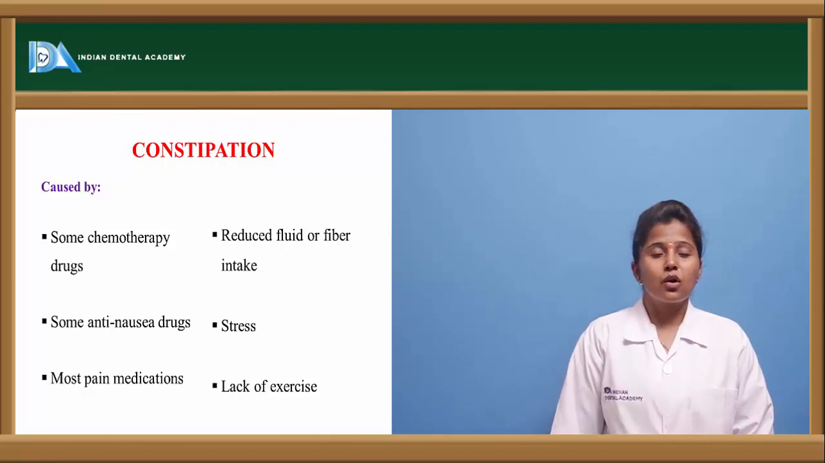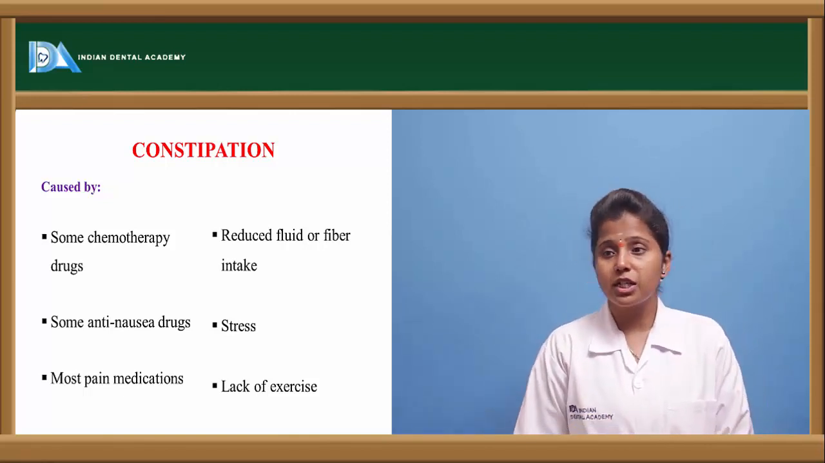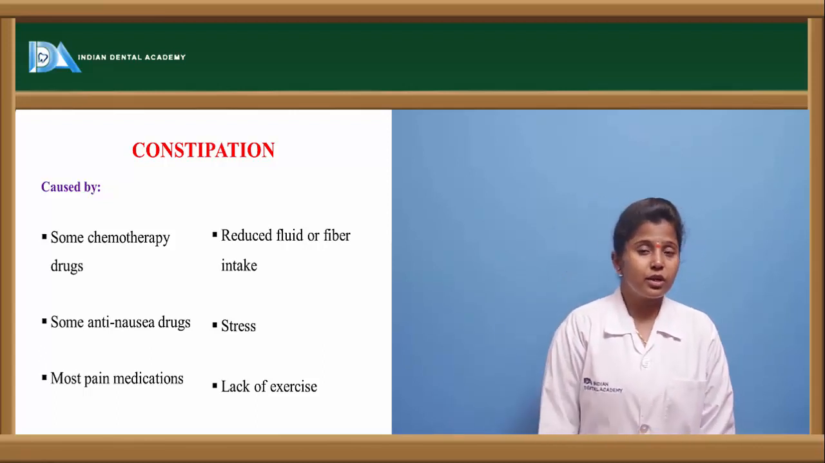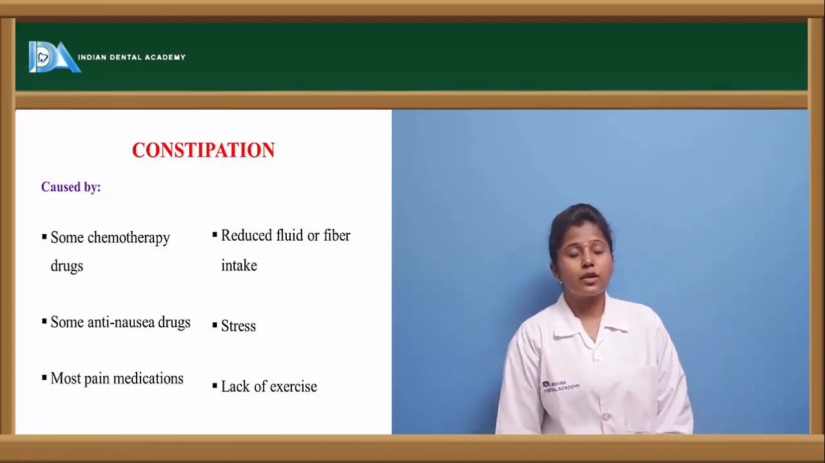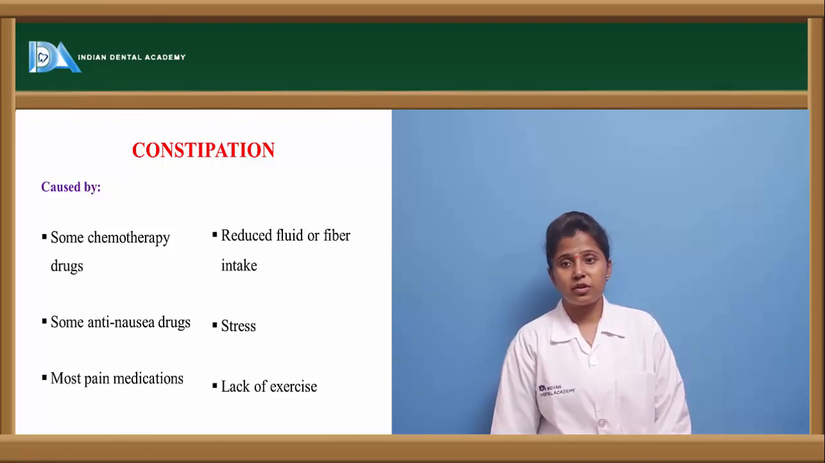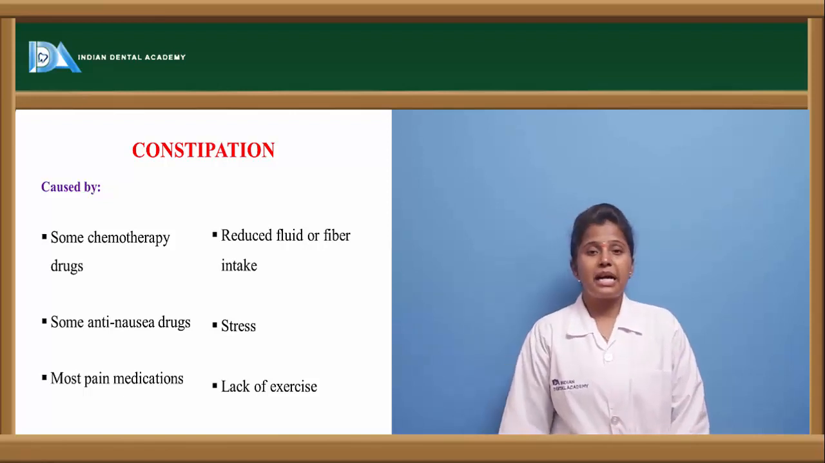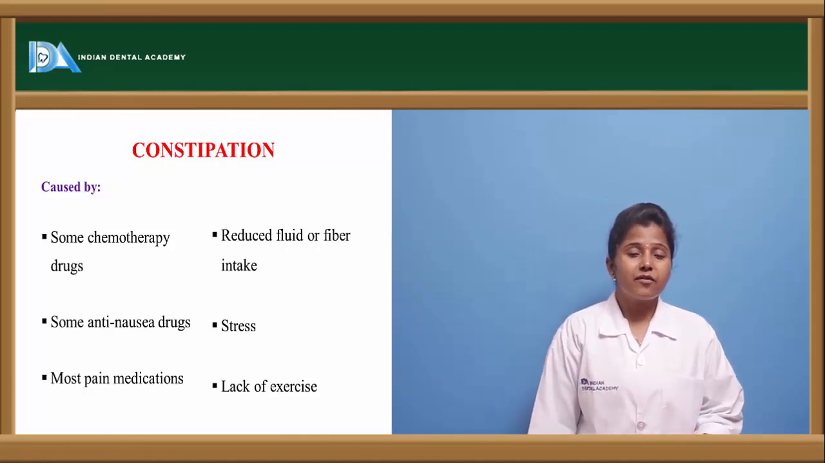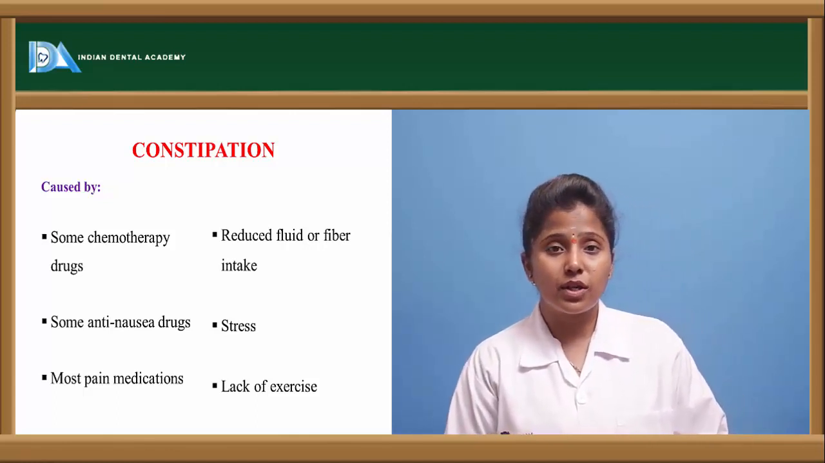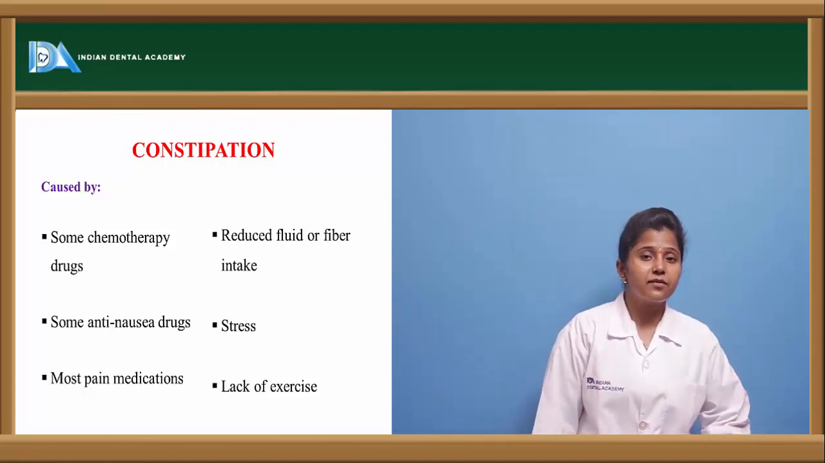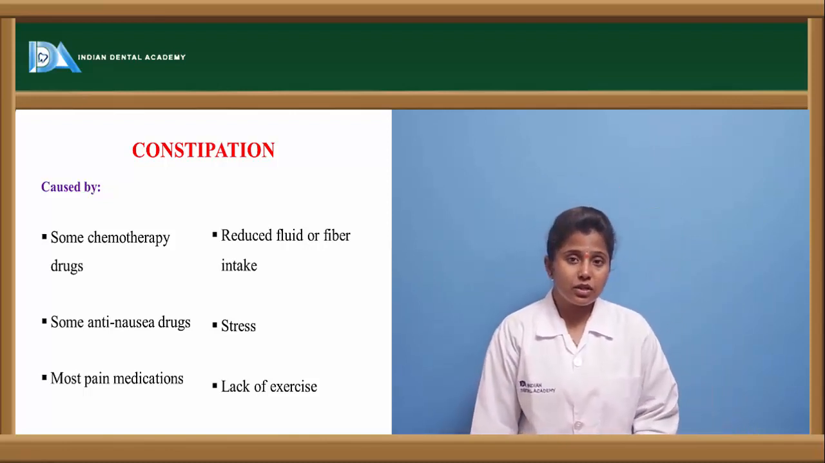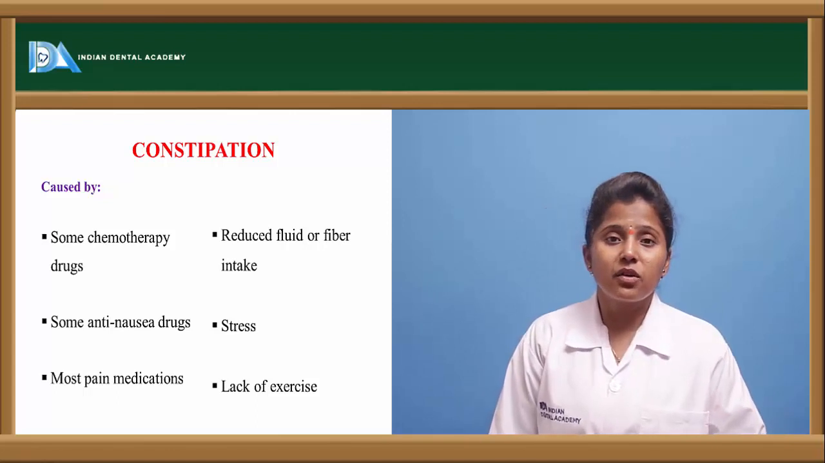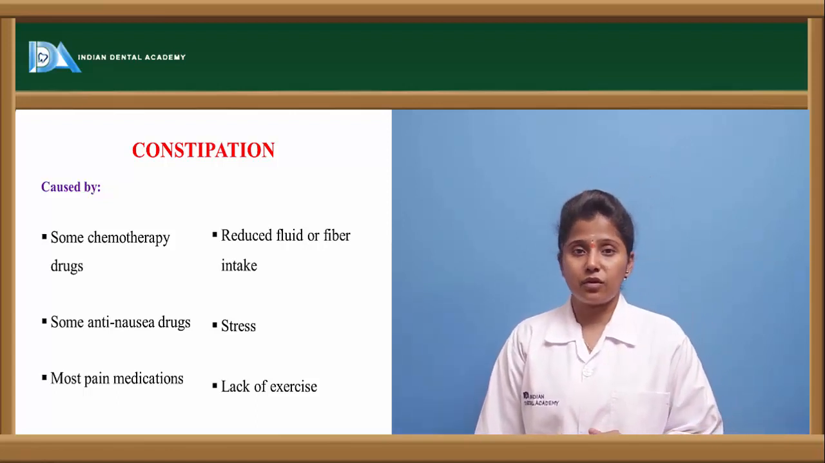The other one is constipation. Constipation is caused by some chemotherapeutic drugs. A few drugs have the side effect of constipation. One side effect of these chemotherapy drugs is constipation, and so are some anti-nausea drugs. If a person has the side effect of nausea and vomiting, then to prevent that condition, anti-nausea or anti-emetic drugs are given. These anti-emetic or anti-nausea drugs have the side effect of constipation.